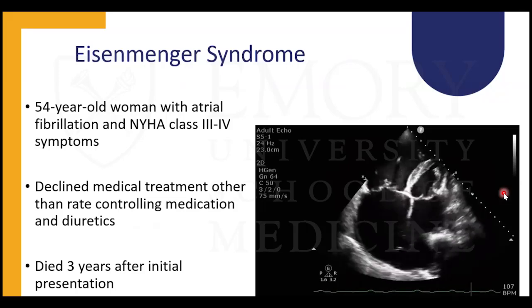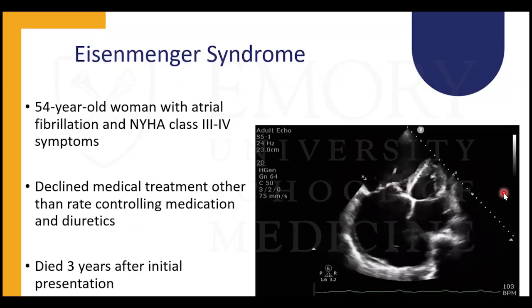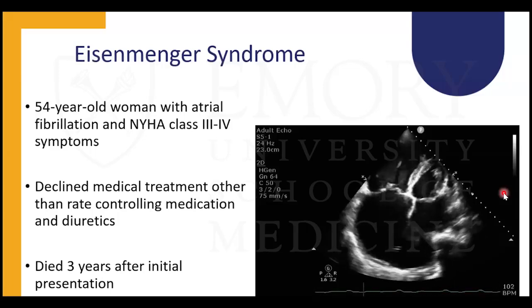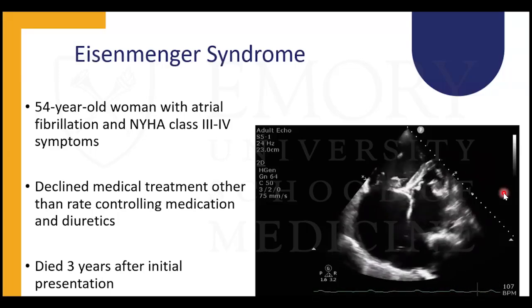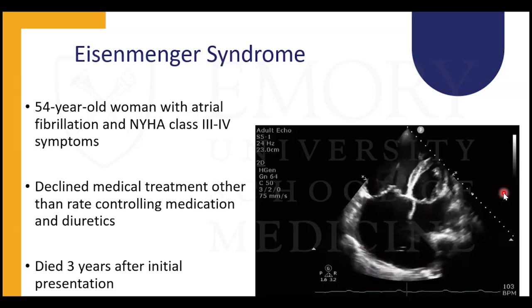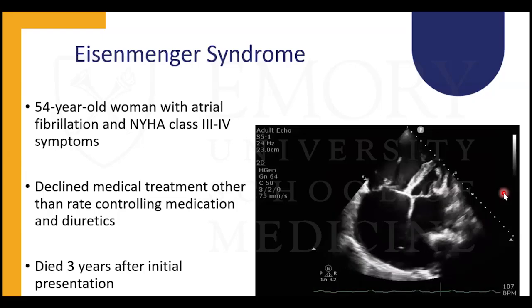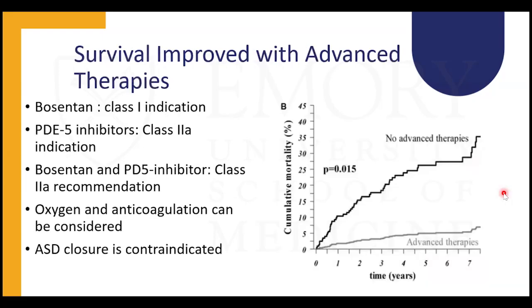This is an echocardiogram of a 54-year-old woman that I've taken care of who presented with atrial fibrillation and New York Heart Association class 3 to 4 symptoms. She was counseled on her condition. She elected just to take rate-controlling medications and diuretics, declined pulmonary hypertension treatment, and died 3 years after her initial presentation. Survival in these patients, though, is significantly improved with pulmonary hypertension treatment.